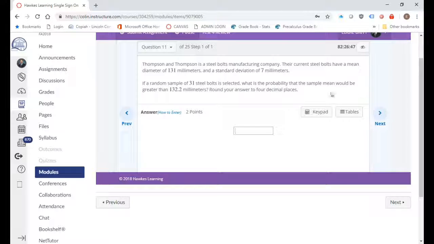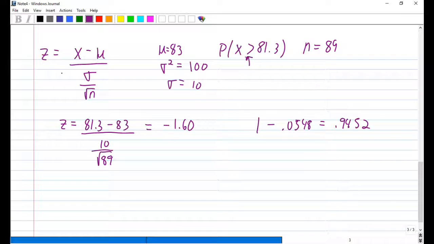All right. This problem is very similar to that problem. You can see that the mean diameter is given, a standard deviation is given. Now here's n, here's our random sample. N is going to be 31, and we want to know the probability the sample mean will be greater than 132.2. All right, so it's another greater than problem. We've done a lot of greater than problems. There's going to be some less than problems in a minute, but all of these have been greater than problems. So this is problem number 11.